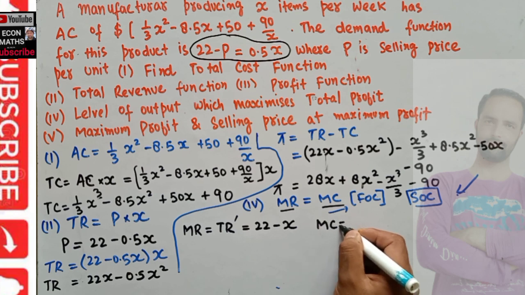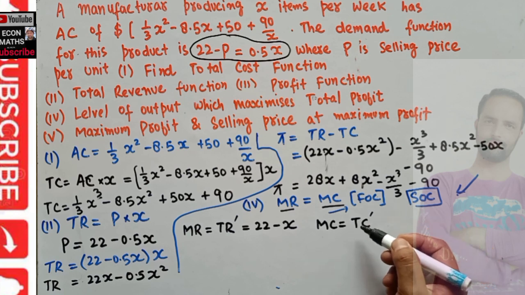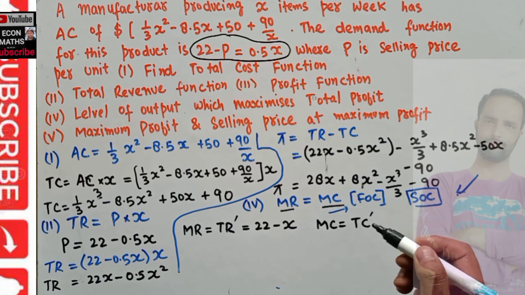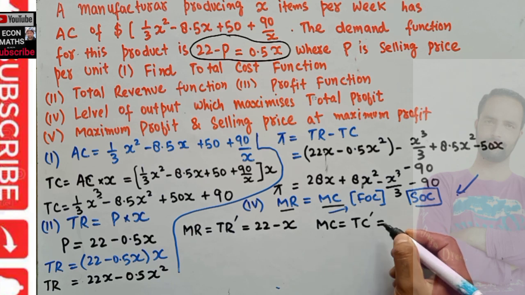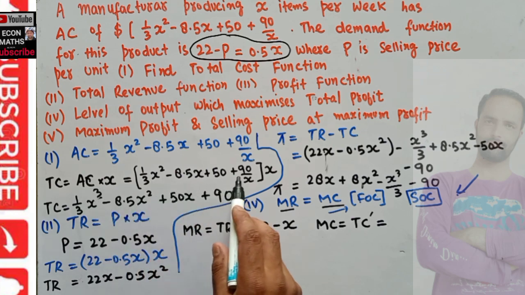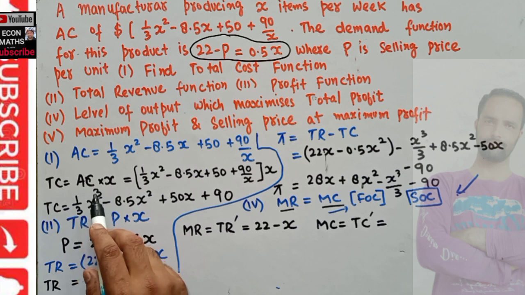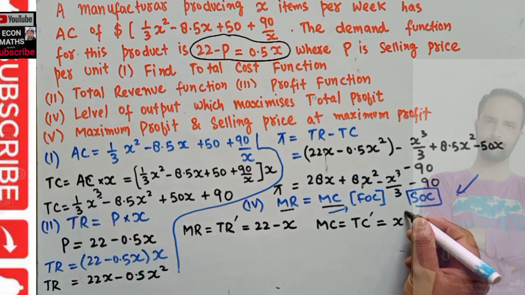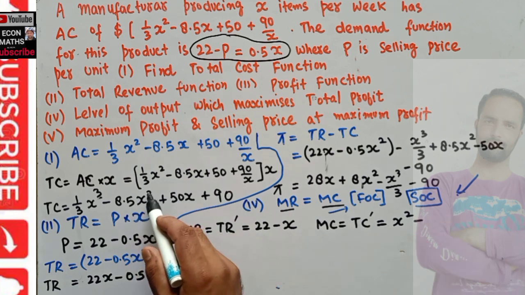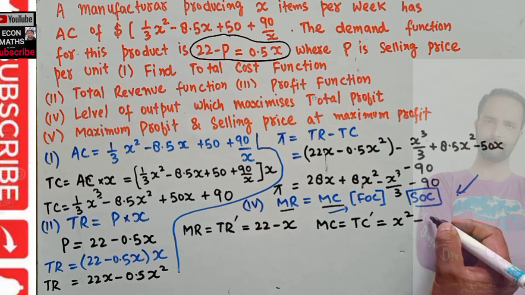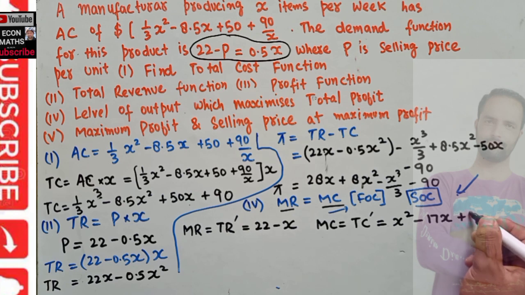So marginal cost is simply the derivative of the total cost function. For the sake of space, I am denoting the derivative of the total cost function with respect to x by TC prime. Okay, so this is our total cost function. Now derivative of x cube will become 3x square. 3 and 3 will get cancelled. We are left with x square minus derivative of x square is 2x, so 2 into 8.5 becomes 17x. Derivative of x is 1, so we are left with 50 only.